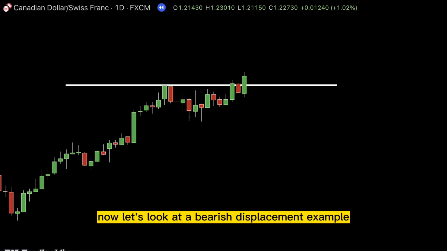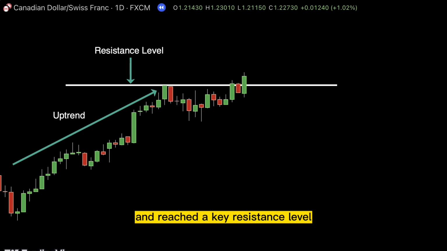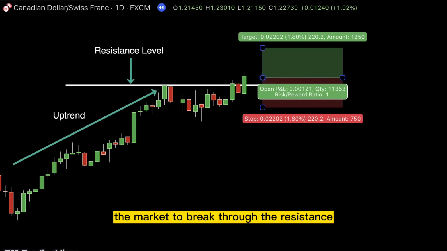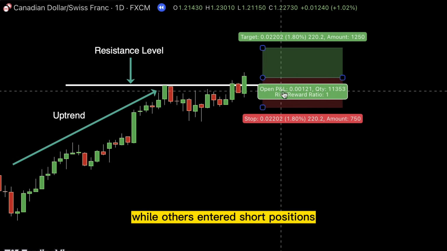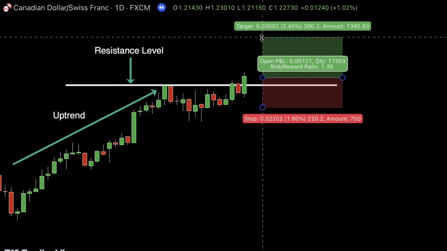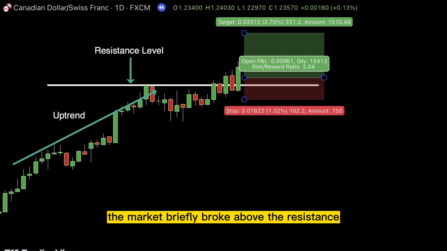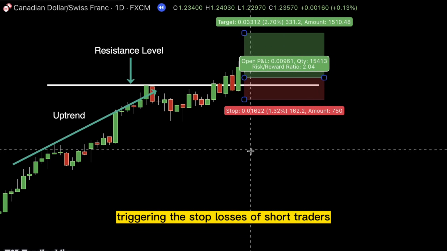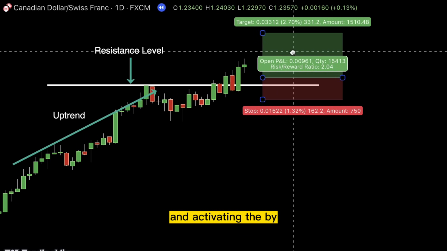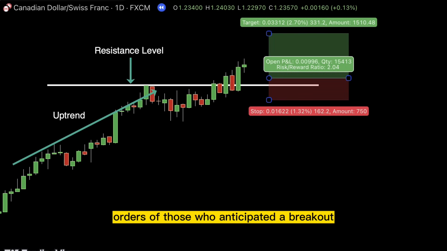Now, let's look at a bearish displacement example, which happens after a buy-side liquidity sweep. In this case, the market was trending upward and reached a key resistance level. Many traders expected the market to break through the resistance and continue higher, while others entered short positions, placing their stop losses above the resistance level. The market briefly broke above the resistance, triggering the stop losses of short traders and activating the buy orders of those who anticipated a breakout.